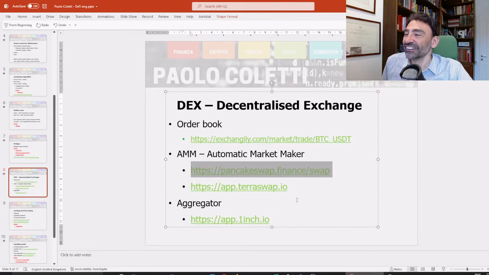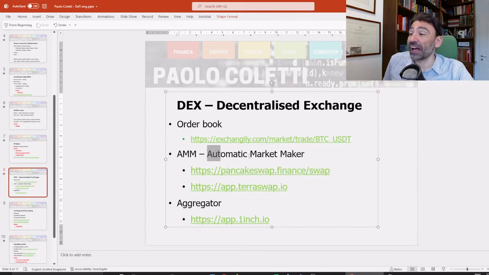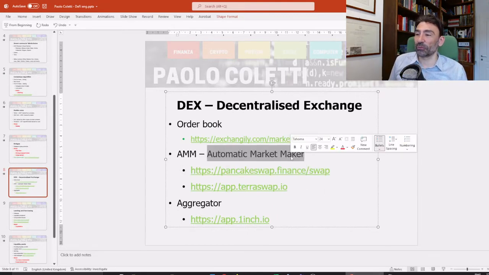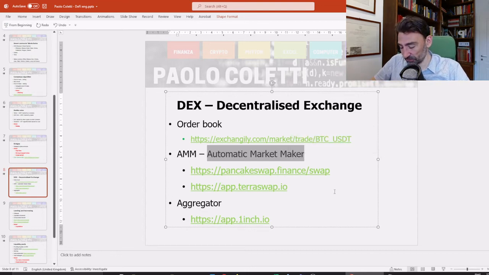No. Okay, but what's behind it? What does it mean, automatic market maker? Automatic market maker is pretty strange. Okay. It works in a pretty strange way.